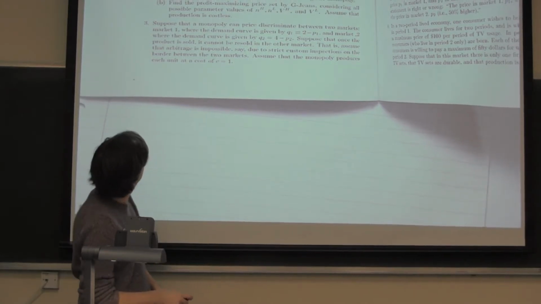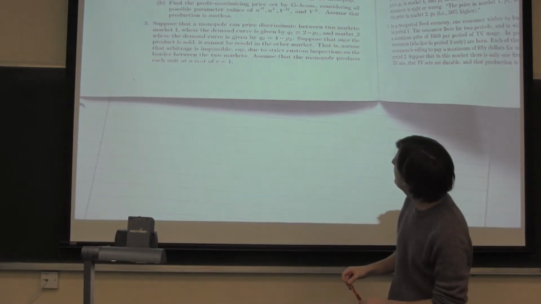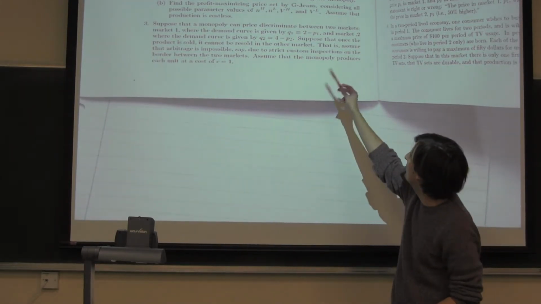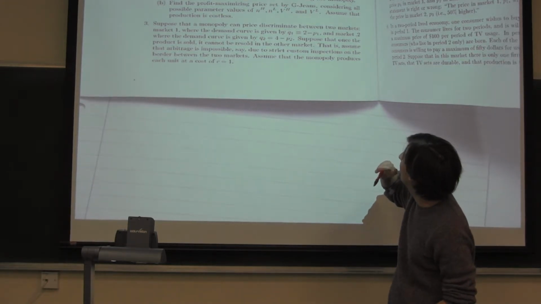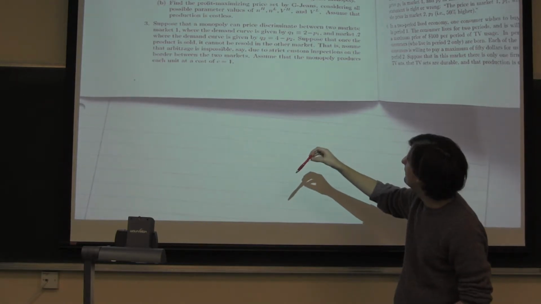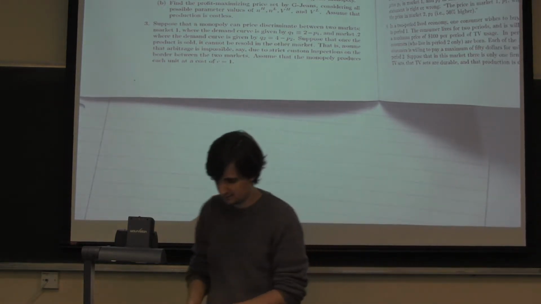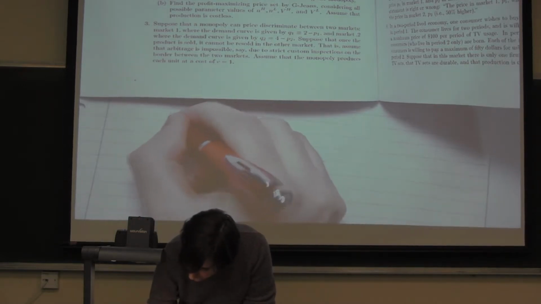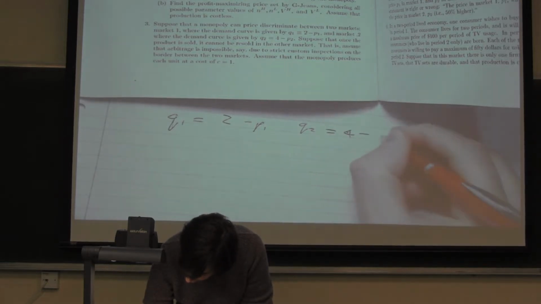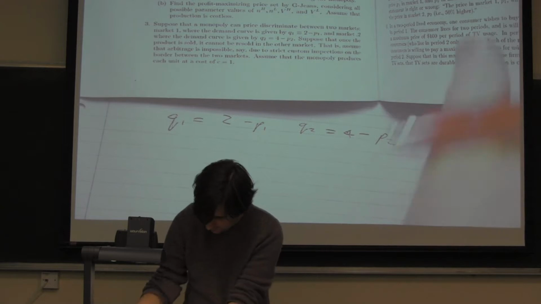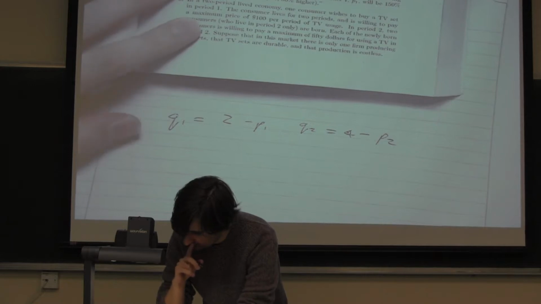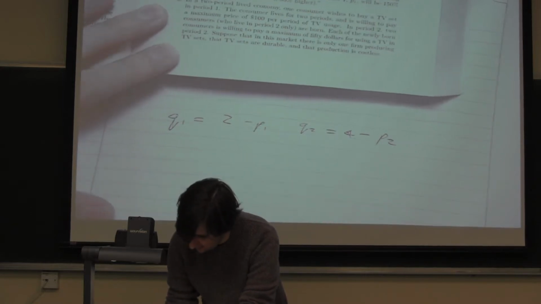The first one: a monopolist is price discriminating between two markets with linear demand curves, no resale, and marginal cost of 1. Let me write it down. Q1 is 2 minus P1, Q2 is 4 minus P2. Calculate the profit-maximizing output level of the monopoly sales in each market, and the price charged in each market.